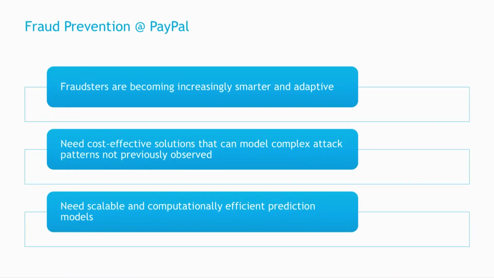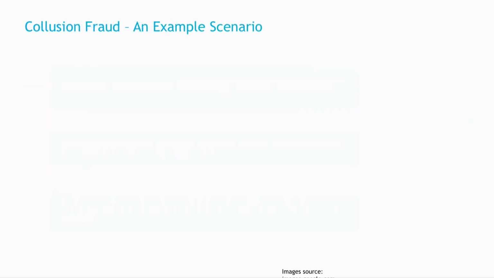Obviously, fraudsters constantly adapt their traffic patterns, reverse engineer whatever models we build to capture them, and try to evade them. Obviously, one way to stop all the fraud is to shut down the system, but then we wouldn't be in business. So there's a trade-off between letting good users go through and keeping our losses low in our payment transactions. We need cost-effective solutions that can model these complex patterns but also stay ahead of the fraudsters. How do we do that using more scalable and computationally efficient prediction models?